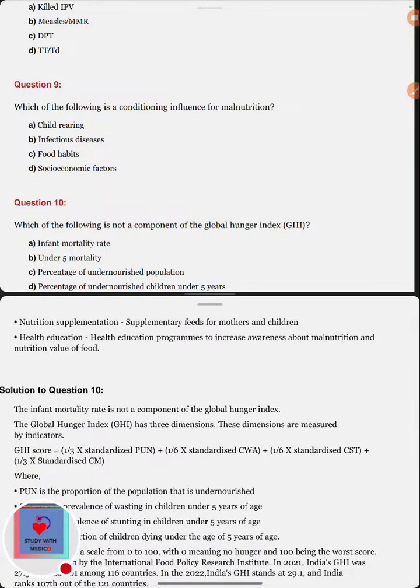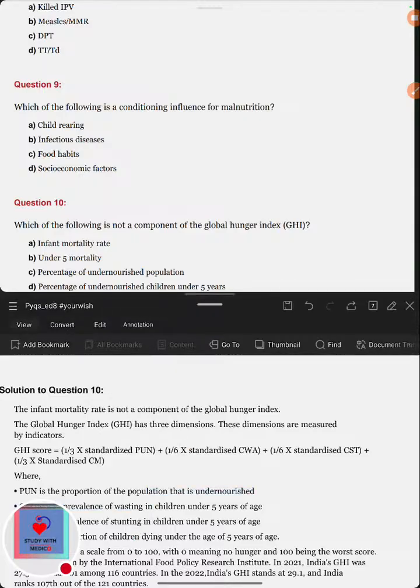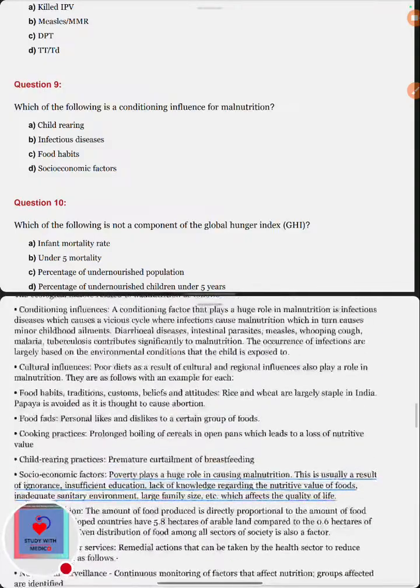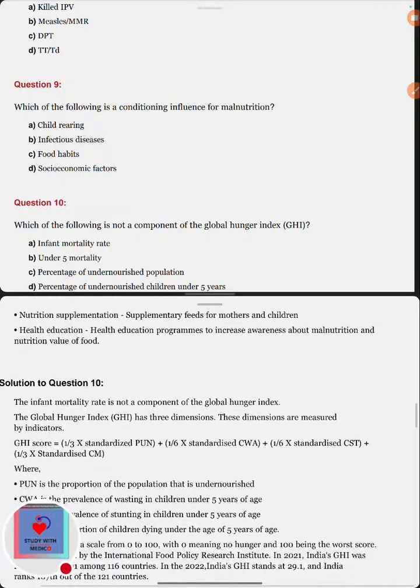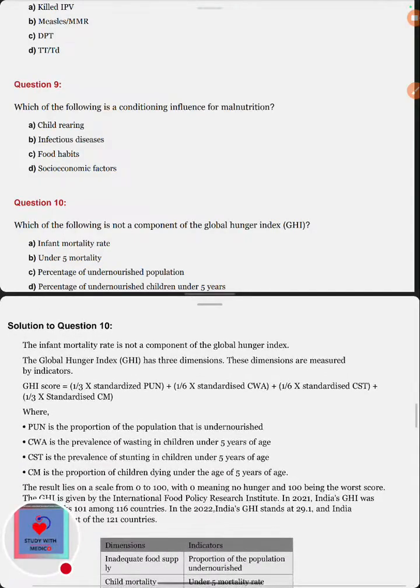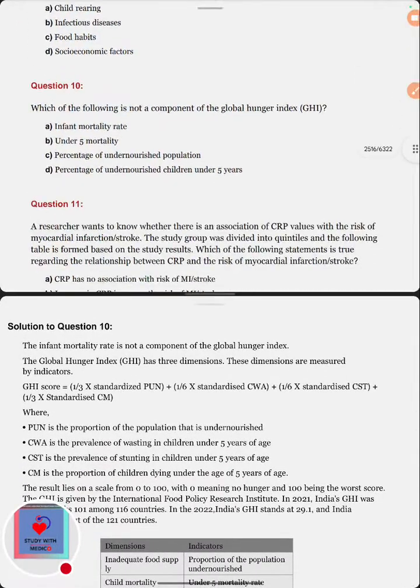Supplementary feeds for mothers and children. Health education programs to increase awareness about malnutrition and the nutritional value of food. Sometimes malnutrition occurs because of food habits, socioeconomic factors, or infectious disease where the patient cannot eat. So a question can also come based on malnutrition.